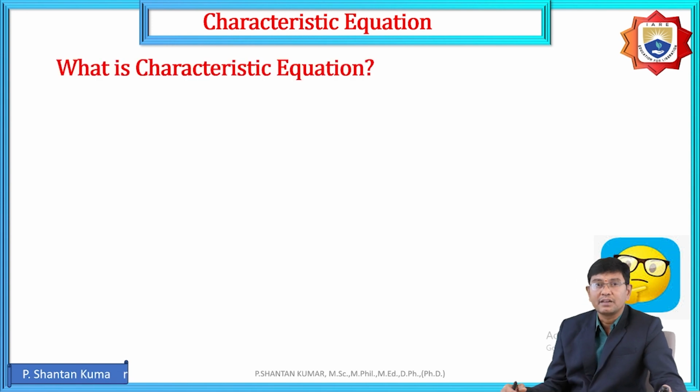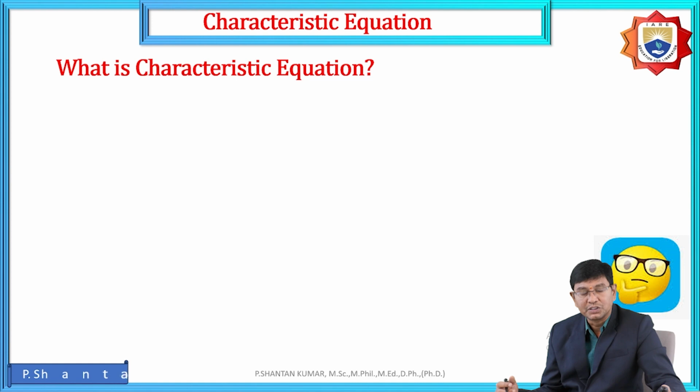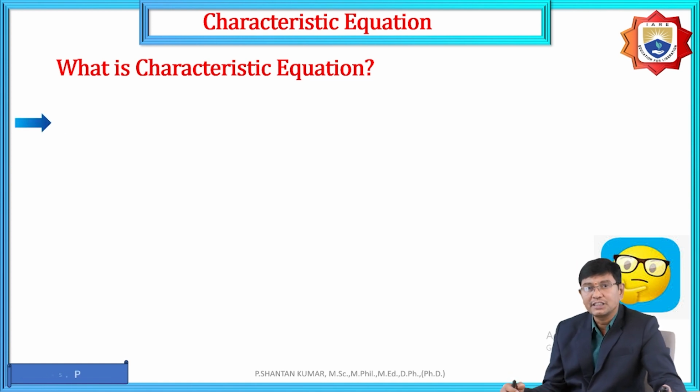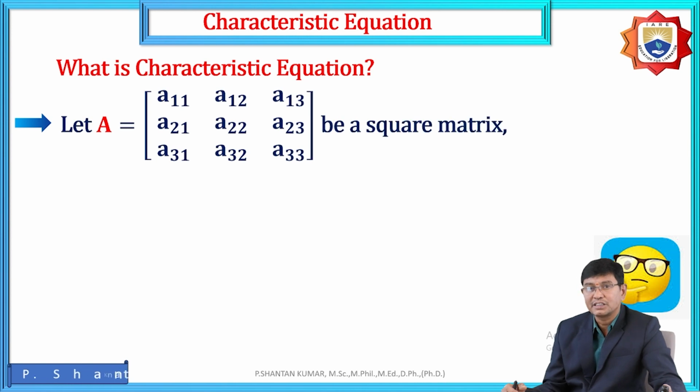For example, when we are finding the characteristic equation, consider A to be any matrix, say a 3 by 3 matrix. The first row is a11, a12, a13, the second row a21, a22, a23, and the third row a31, a32, a33. This is a square matrix, since the order of the matrix is 3 by 3.